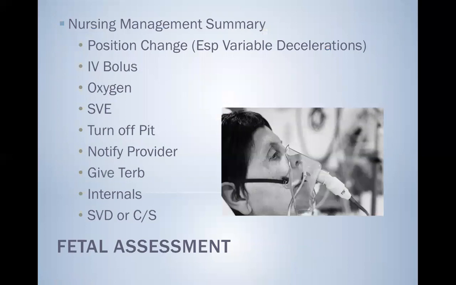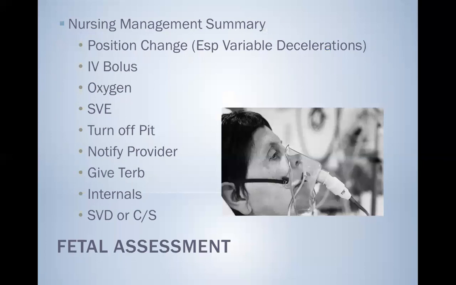We're going to put some oxygen on her in a simple mask or a partial non-rebreather, whatever's available to you, at 10 liters per minute. We're going to do an SVE, which is a sterile vaginal exam. We're doing that to make sure that there's not a prolapsed umbilical cord.